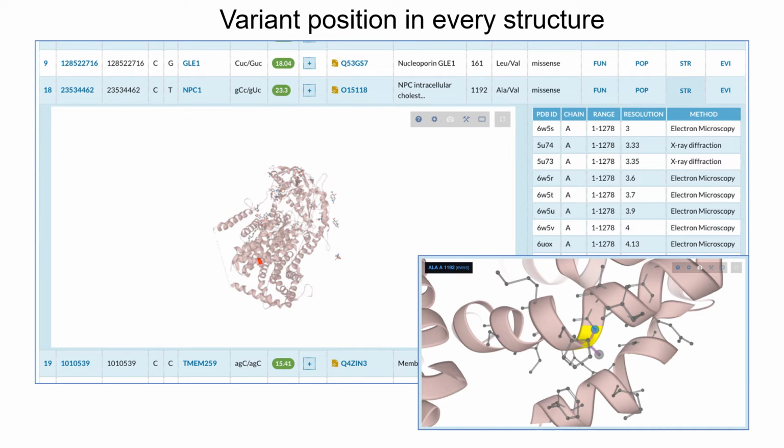In the Structure tab, we can see the position of the variant in the structure. By default, PepVEP uses the representative structure suggested by the PDBe, but other structures of the same protein can be selected and it will change the image. By clicking on the variant, we can see a zoomed version and we can see atomic positions in more detail.